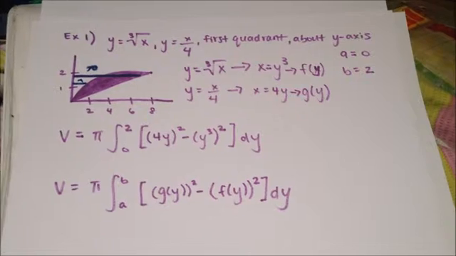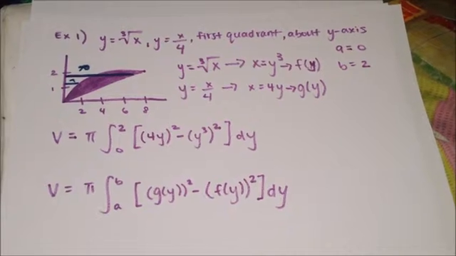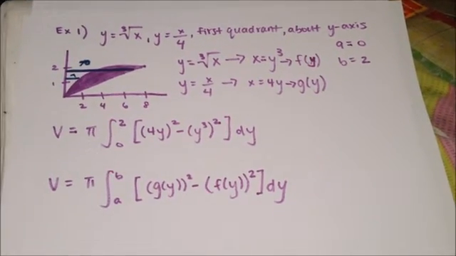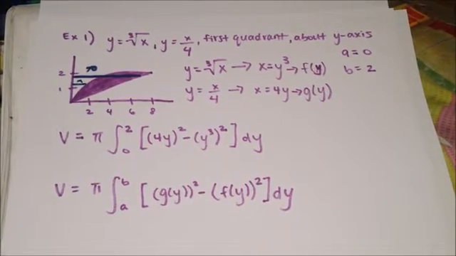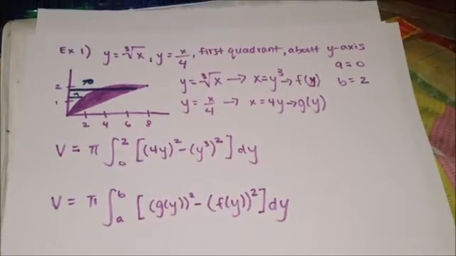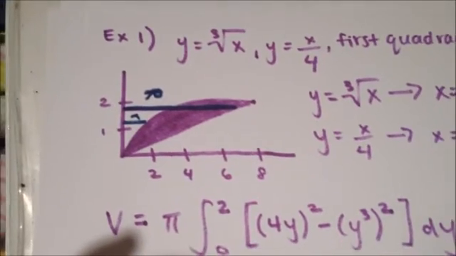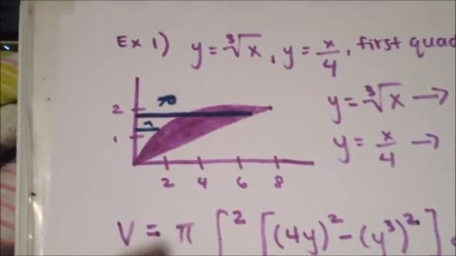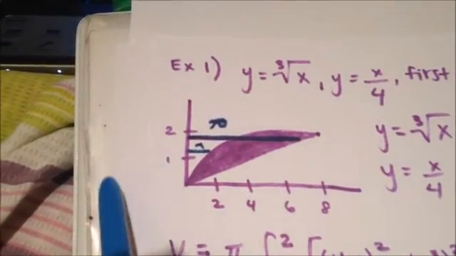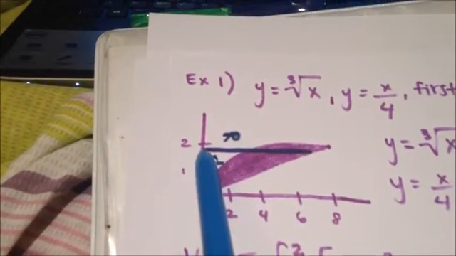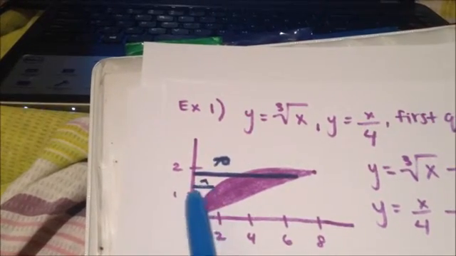So first, since it's y-axis, you want to convert all your equations in terms of y. So y is equal to the cube root of x would go to x equals y cubed, and y is equal to x over 4 would go to x equals 4y. Then what I like to do is draw in my outer radius and my inner radius. Sometimes it's hard to see what your outer radius and your inner radius is, but if you're picturing the 3D image in your mind, and the area of this is rotating around the y-axis, then you can see that this line would be your outer radius, and this line would be your inner radius.